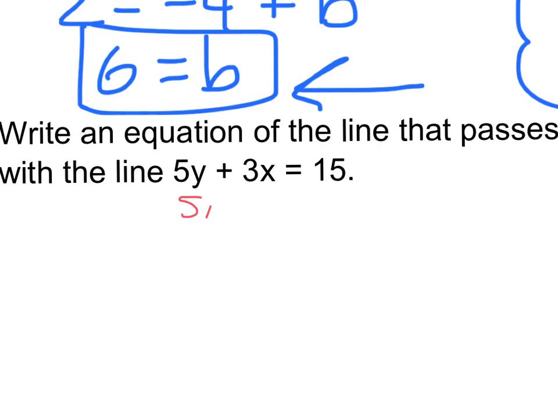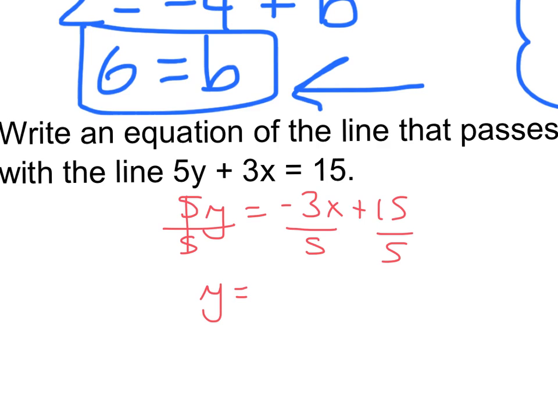So the first thing I'm going to do is subtract 3x to the other side and then divide through by 5, and now y is isolated. I have a slope of -3/5 and a y-intercept of 3.